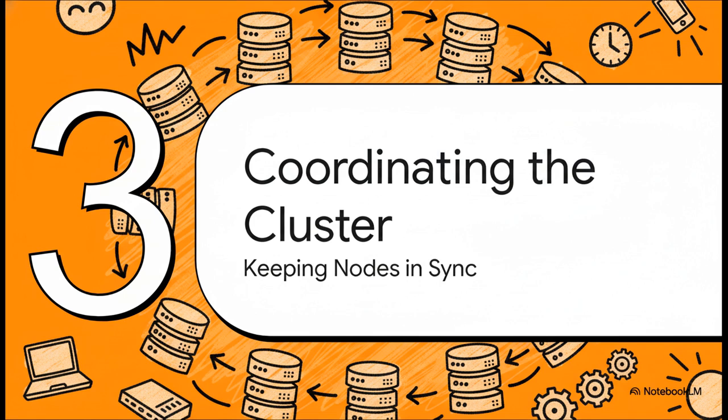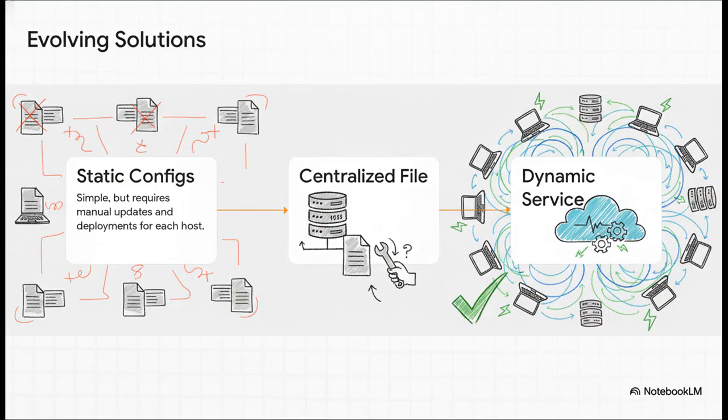This, my friends, is a classic, thorny, distributed systems problem. You can really see the evolution of thinking here. I mean, you could start with the simplest thing, static config files on every client. But that's just a nightmare to manage, a total deployment headache. So, okay, step 2, a centralized config file. A little better, sure, but it's still a manual process. And now you've created a single point of failure.